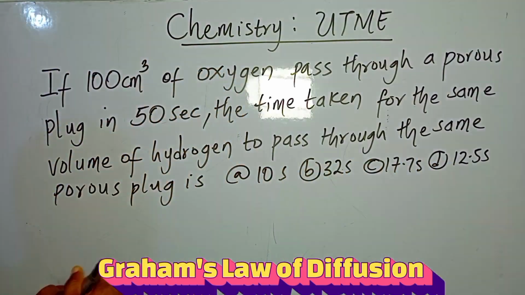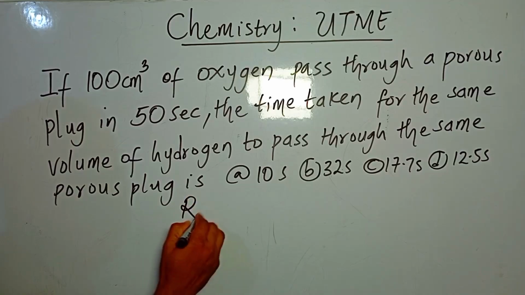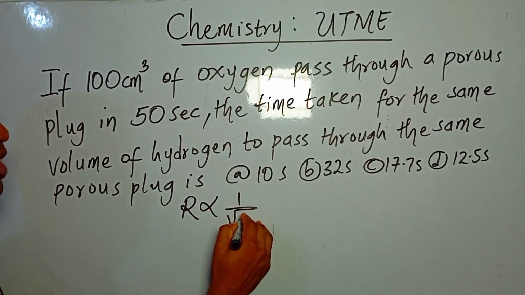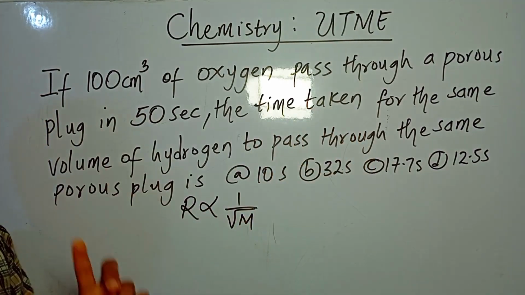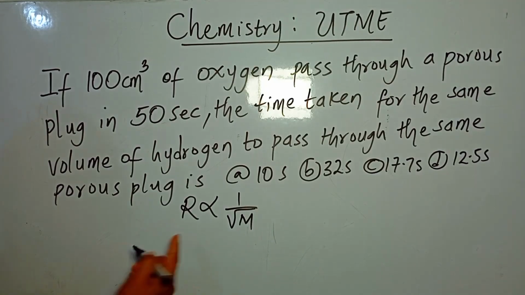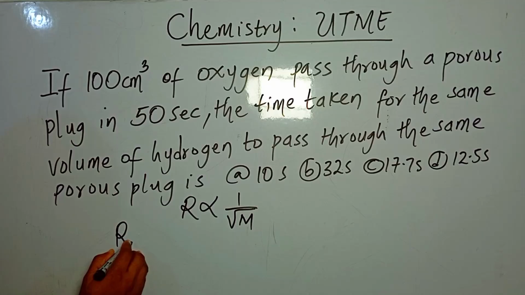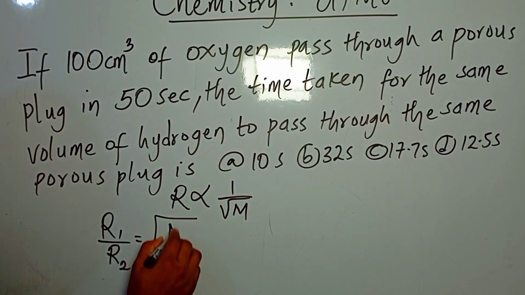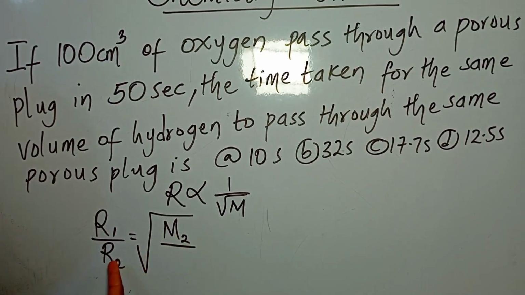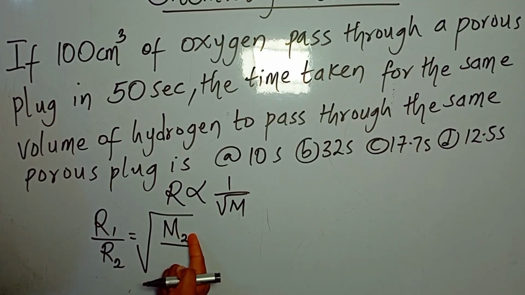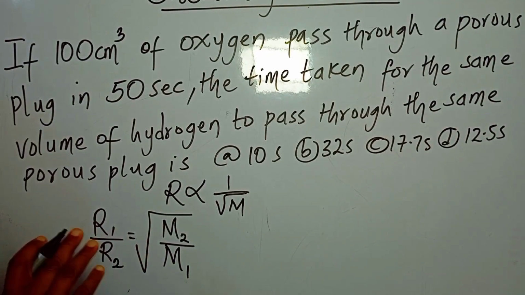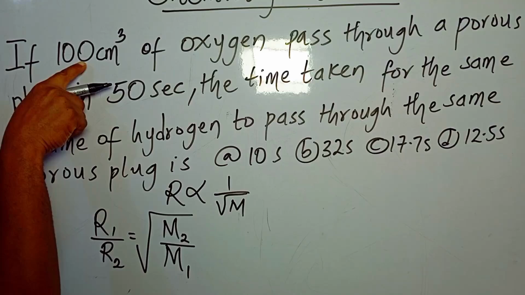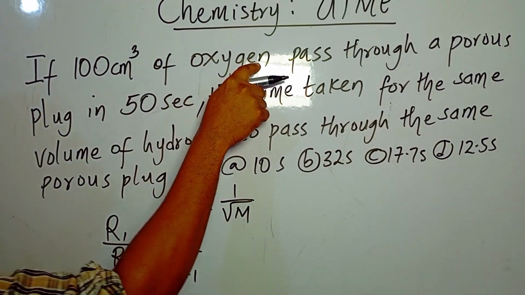Okay, now let's solve this. Our Graham's law: rate is inversely proportional to the square root of relative molecular mass. Here we're not dealing with density, so we're working with relative molecular mass. From this, the rate of one over the rate of the other is the square root of the relative molecular mass of 2 over the molecular mass of 1. What you have as the denominator will come as the numerator. You see, inversely proportional.